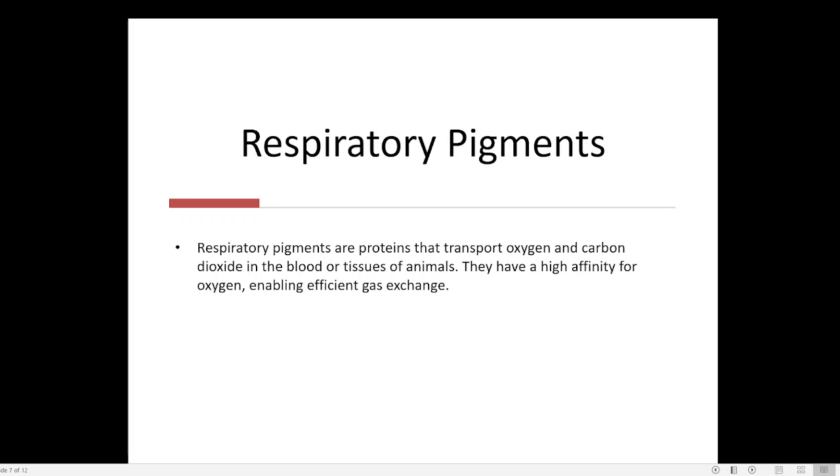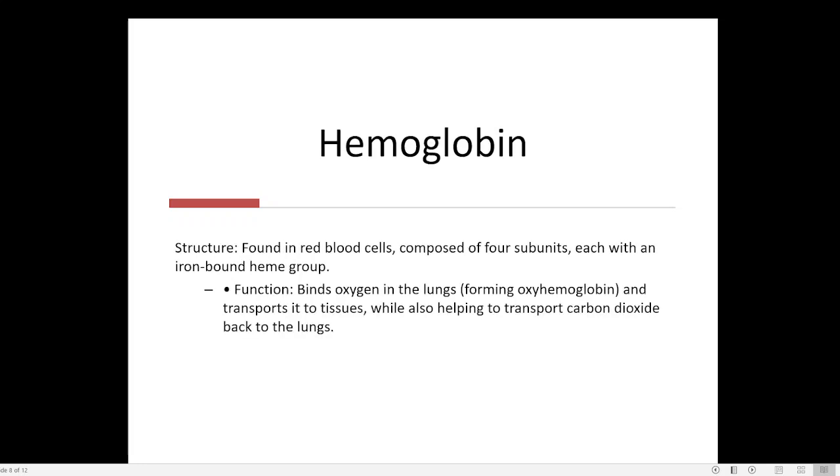Affinity means attraction. So they can easily combine with oxygen, forming oxyhemoglobin, and they are helping in the gas exchange between blood and the air. So these pigments are known as the respiratory pigments. There are different types of respiratory pigment. The most common type of respiratory pigment is hemoglobin.